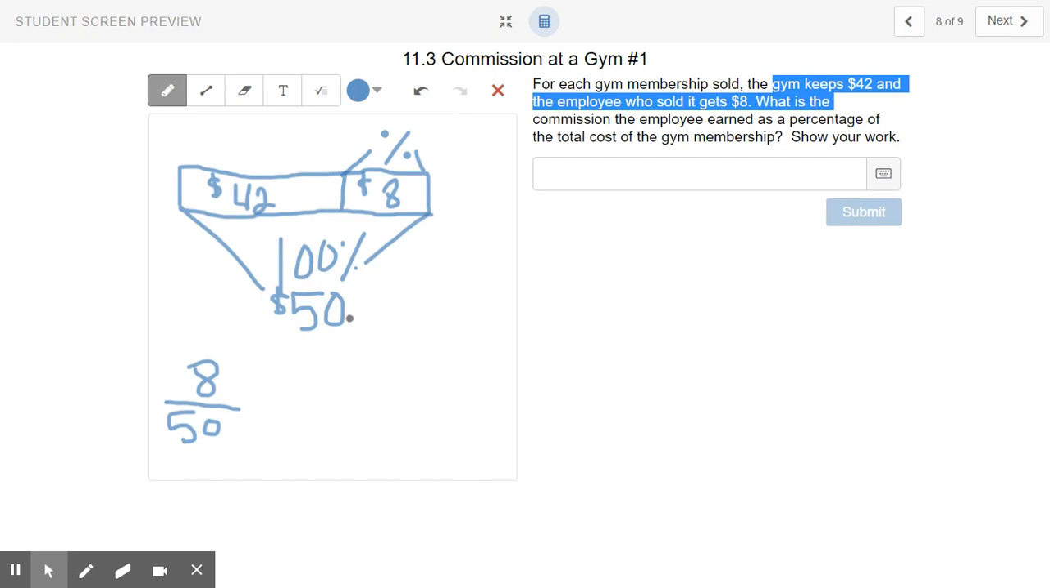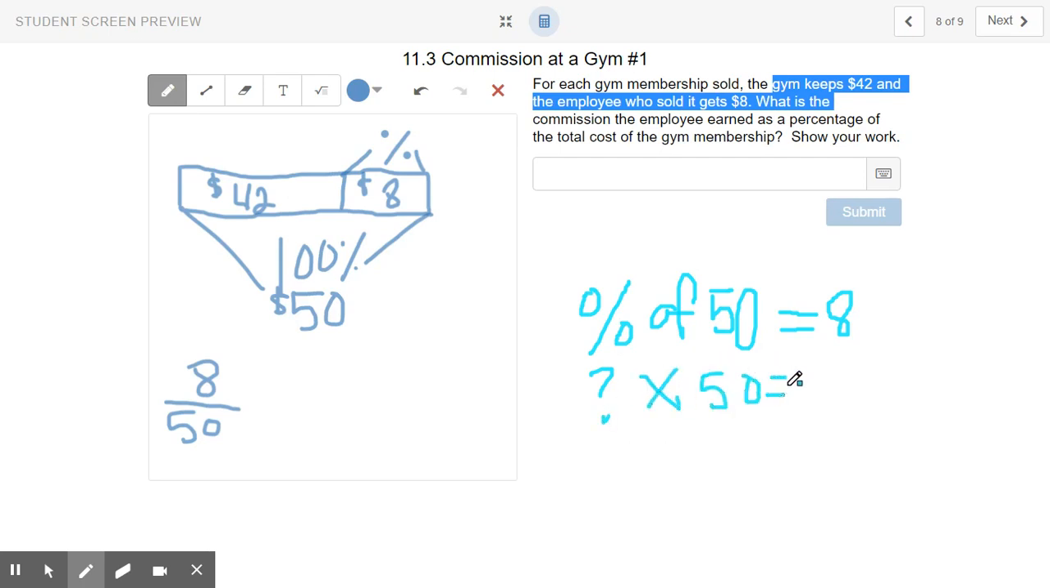The way we've been doing these, I also want to show you a different way, and I'll prove to you that these both turn out the same way, is you could think about what it is you're trying to figure out. So in this case, we know that the $8 is a commission, right? And we know that the people selling get a percent of the cost of the membership. So if the cost of the membership is $50, we're finding a percent of 50, right? So in our minds, we're trying to figure out what number do we multiply by 50 to get 8.